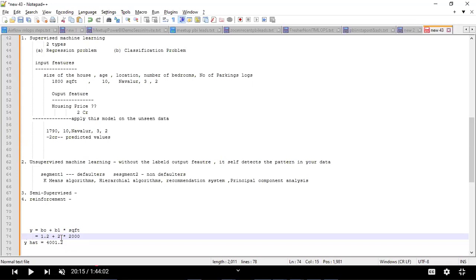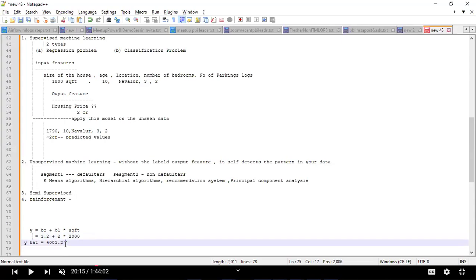When the statistical software itself can give you the values for beta naught and beta 1, why do you need to compute manually? Let's say somebody is asking you, what is the housing price for 2,000 square feet? It has already computed beta naught and beta 1, and simply plugs in the value here. And then it tells you 2 into 2,000 is 4,000 plus 1.2, 4,001.2, sir, if you buy the 2,000 square feet house.